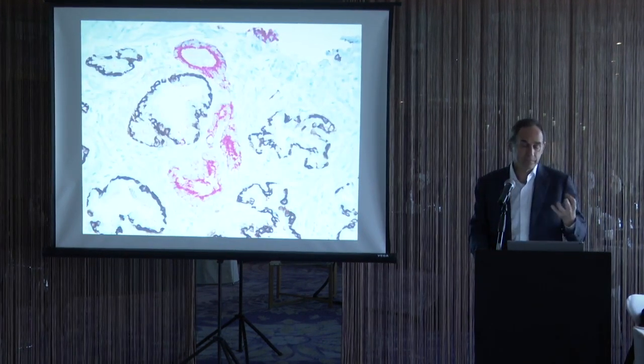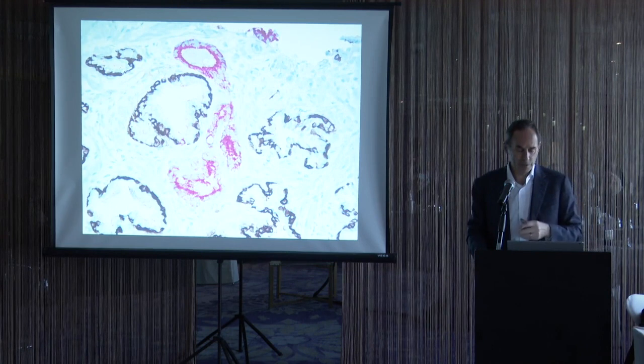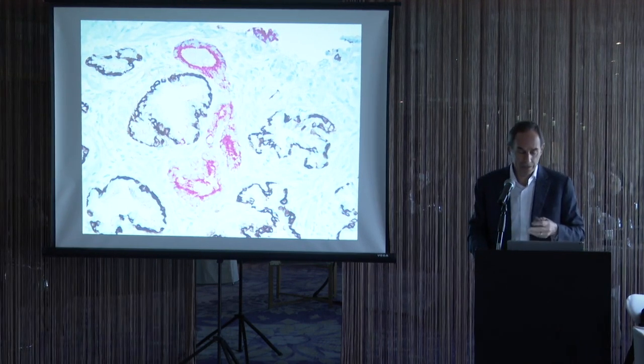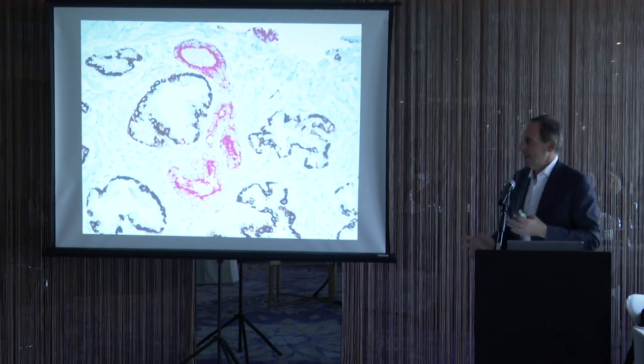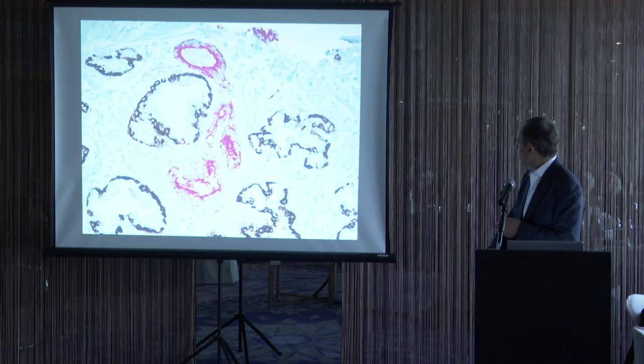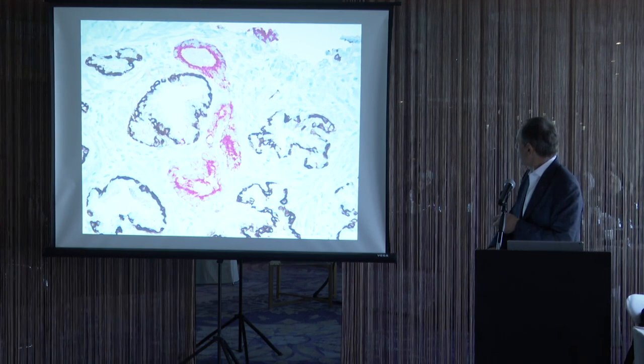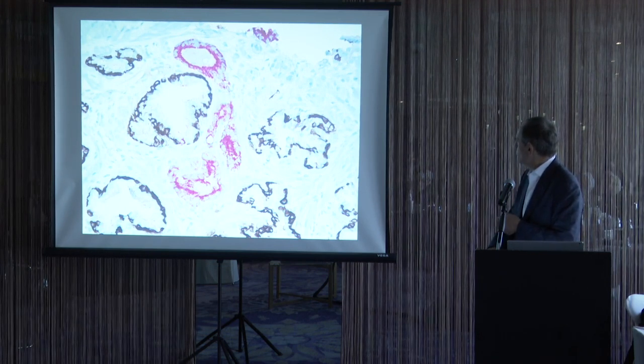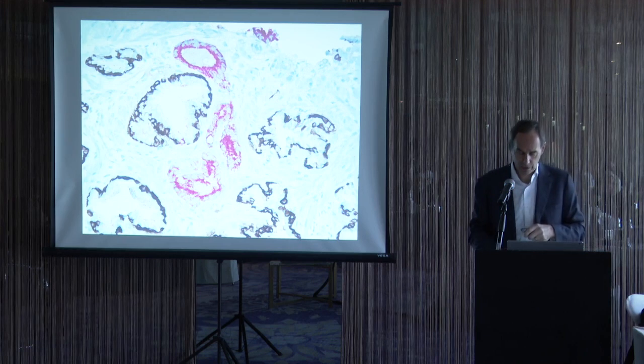And this is a PIN-4 stain showing absence of basal cells and positive racemase, which, again, in this setting, you can see mimickers that could lose basal cells and have racemase. I'll talk about that later. But nothing like this tightly in between two benign glands. That has to be prostate cancer.